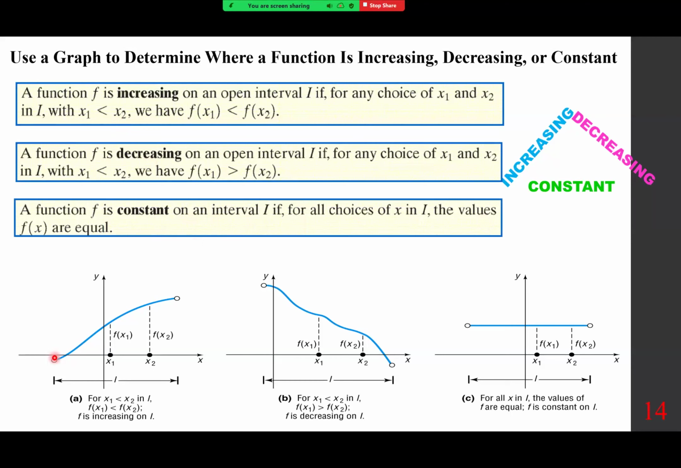So increasing, decreasing, constant. Although it's a curve, if in your mind you assume it's a line with a positive slope, it's increasing. This is a line with a negative slope, and of course, this is a horizontal line with a zero slope.